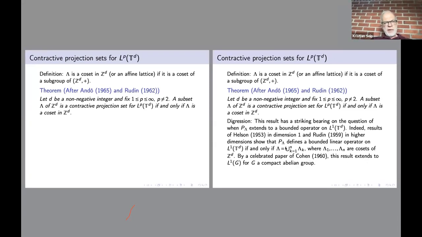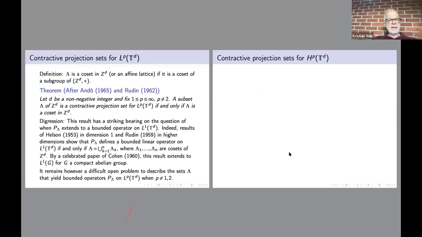We may relate this result of Ando and Rudin to that by saying that we have boundedness in L1 if and only if Lambda is a finite union of cosets of Z^d. But for other p, it is a difficult open problem to describe the sets Lambda that yield bounded operators P_Lambda on Lp. So contractive Fourier multipliers represent an easier problem than bounded Fourier multipliers.